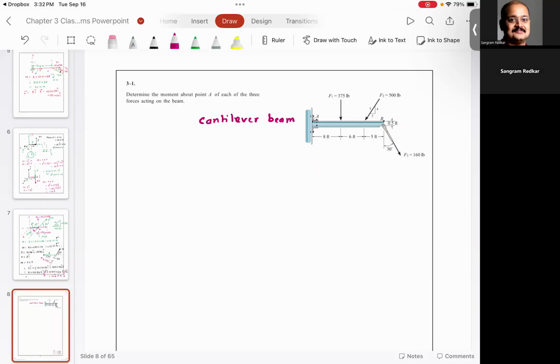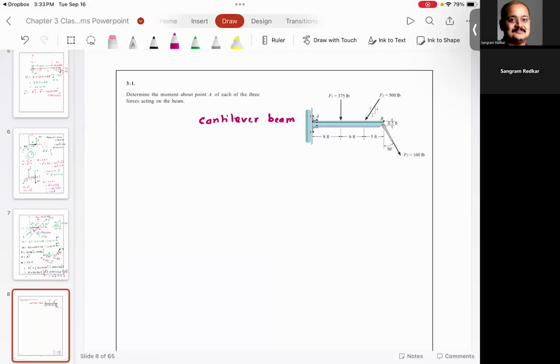Now, I want you to imagine other scenarios. Instead of the beam being fixed, if this beam would have been hinged, what would happen? It would roll. In other words, a cantilever beam can cancel out the moment on the beam, but a hinged beam cannot cancel out the moment. You agree with me?